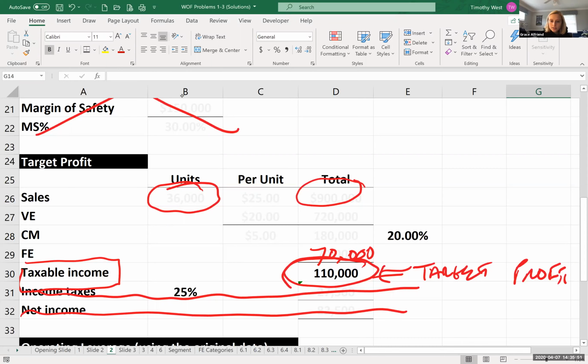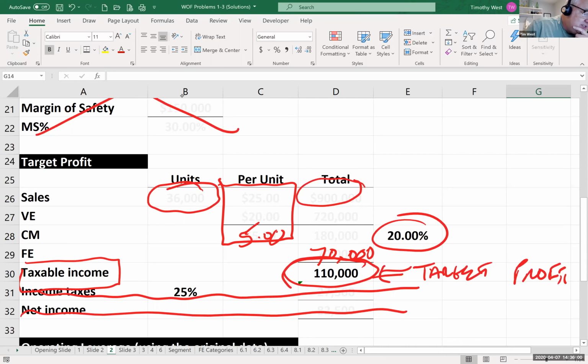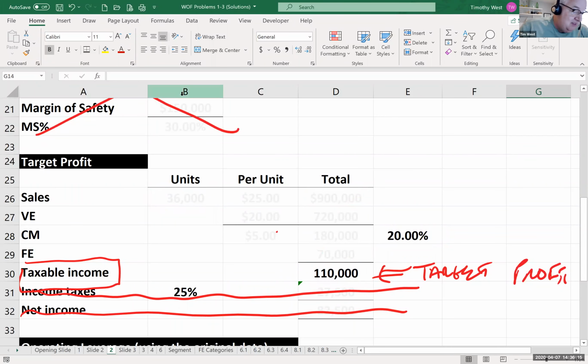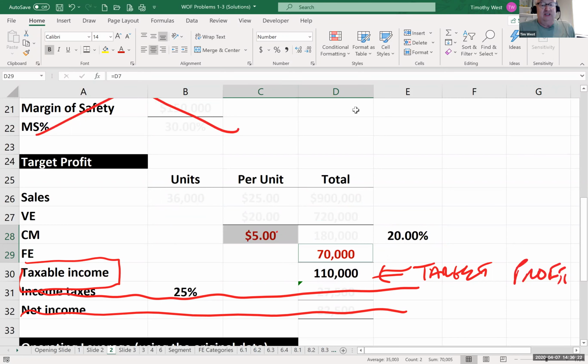And then also the CM per unit, or we have the CM percentage too. We could use that. So the 5 is still good. The 20% is still good. And that's really all you need, right? I mean, the 25 and the 20 are still good as well. But as Grace points out, all you really need is going to be that 5 and that 70, okay, to be able to do this.